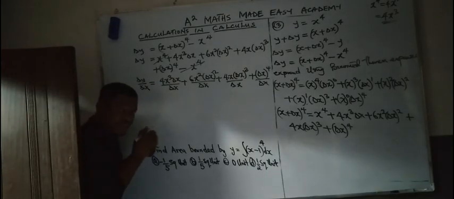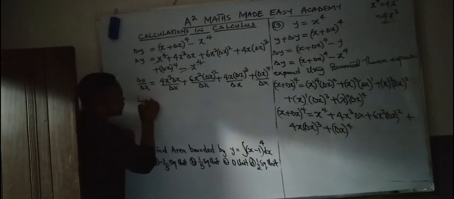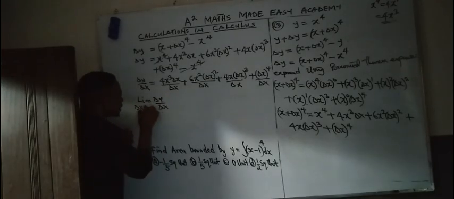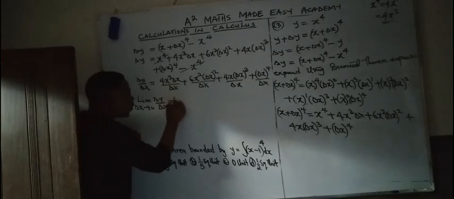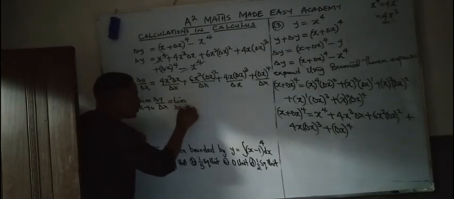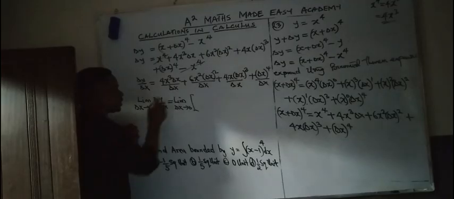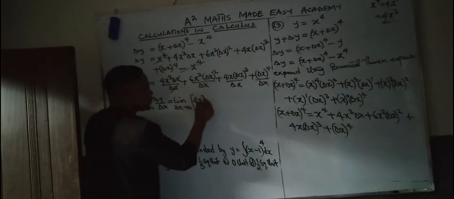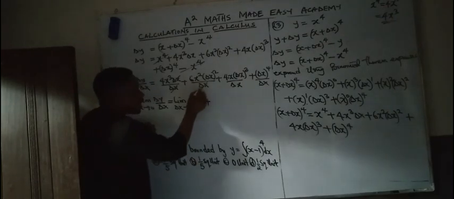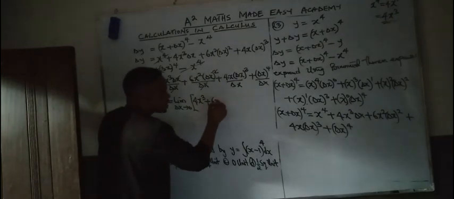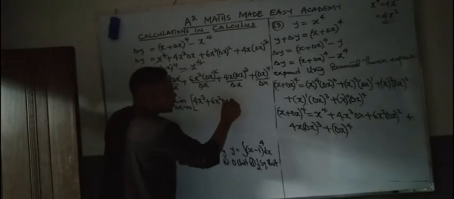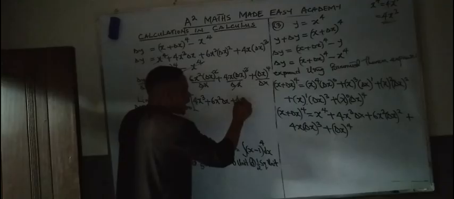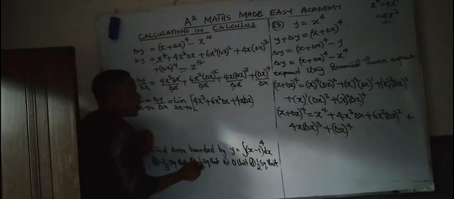As x approaches 0, watch. I will now say limit of dy all over dx as x approaches 0 is now equal to limit as x approaches 0. Open the bracket. Dx here we cancel dx here. What remains is 4x raised to the power of 3 plus one of the x here we cancel 1. It will remain 6x squared followed by dx. Then plus one of the x we cancel one of the x here. It will remain 4x followed by dx all raised to the power of 2.